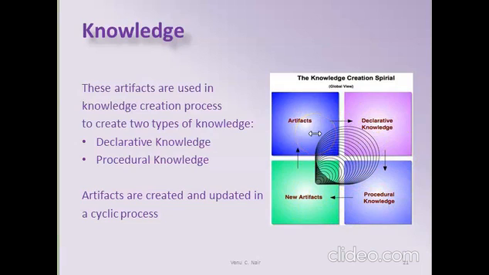New artifacts are generated by following these steps or procedures or knowledges. By passing through these knowledges, we are creating new artifacts. Artifacts are created and updated in a cyclic process. We will be going on updating this artifact by passing through declarative knowledge, procedural knowledge, creation of new artifacts, and addition or updation of the current artifact. Again, this process continues.